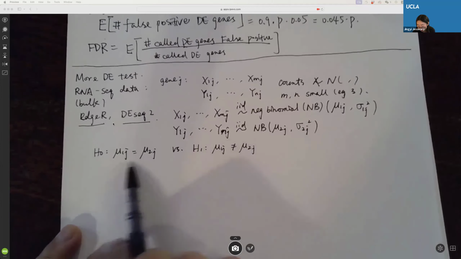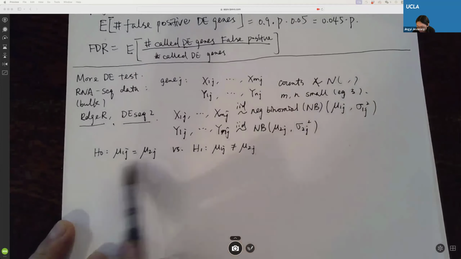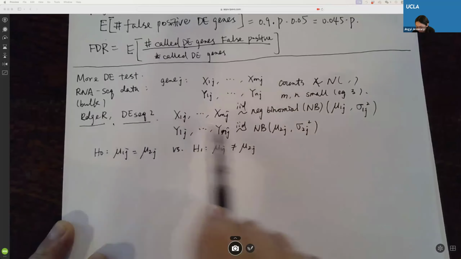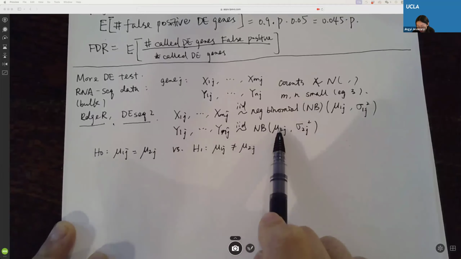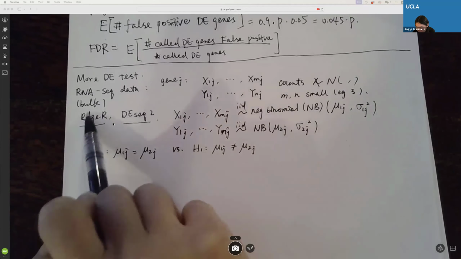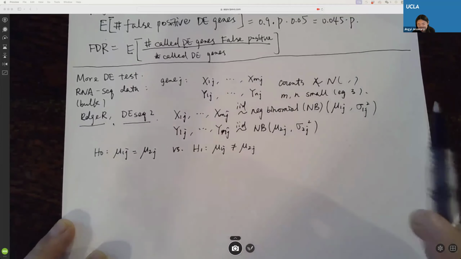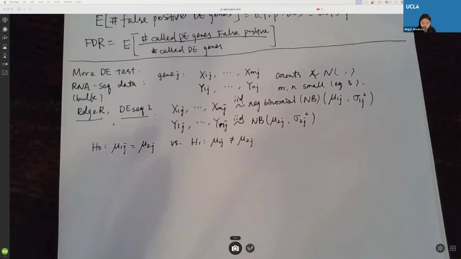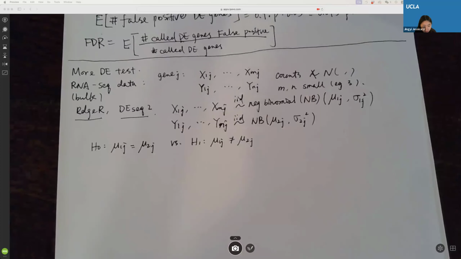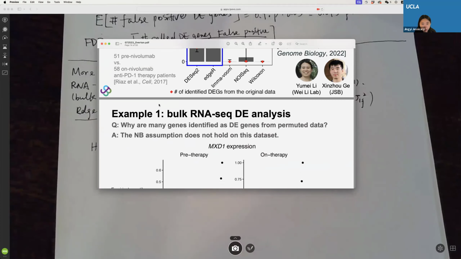So another thing I want to say is, when this negative binomial assumption does not hold on our data, and using these methods can give us false positives, what is the remedy? What is the alternative approach? Let me pull up my slides here again, which is what I just showed you.